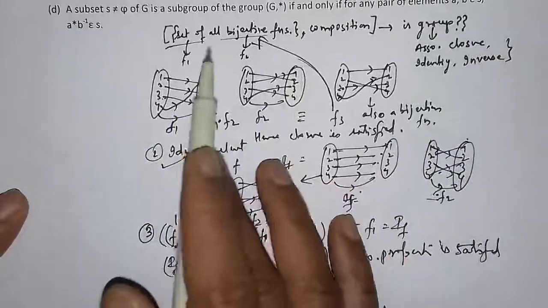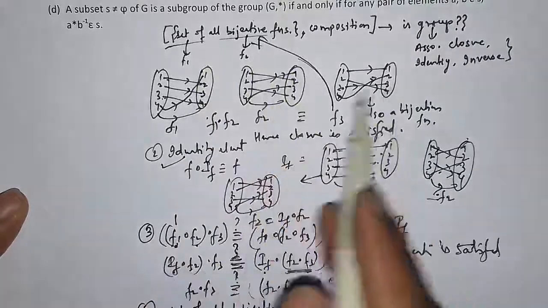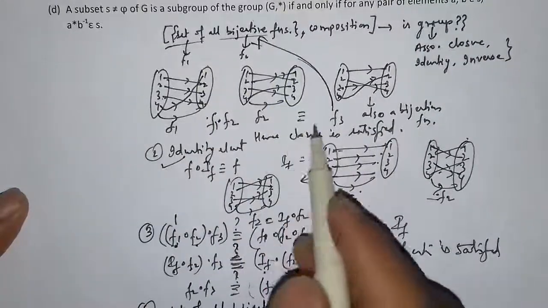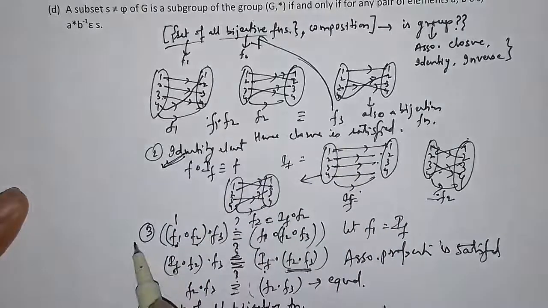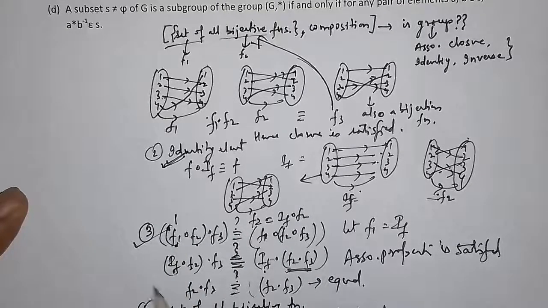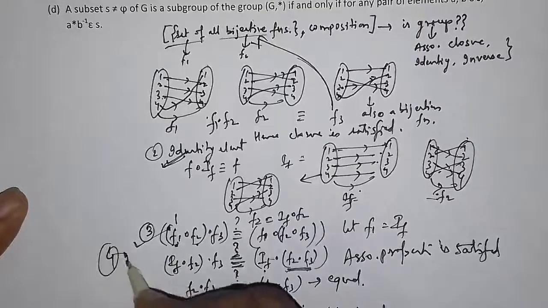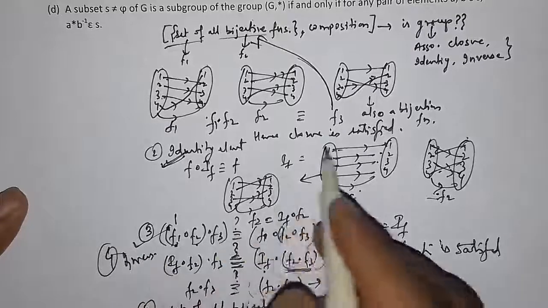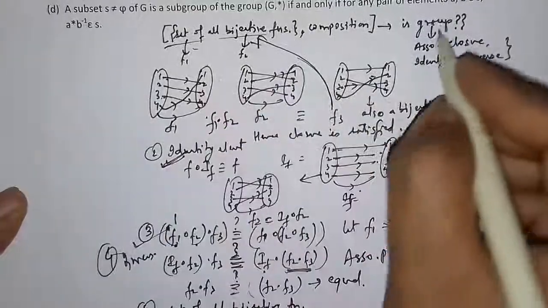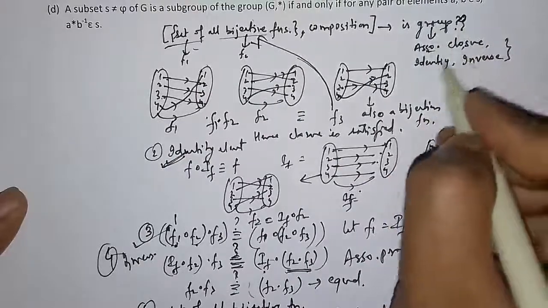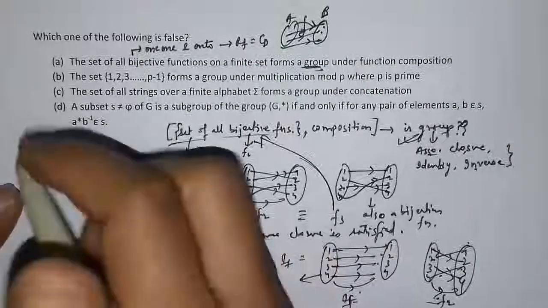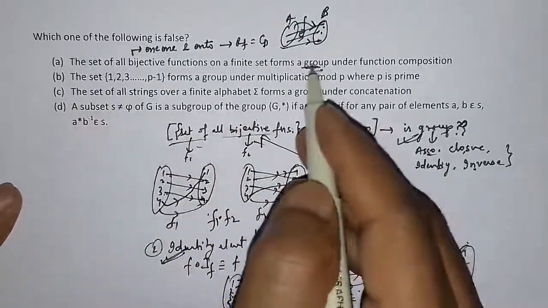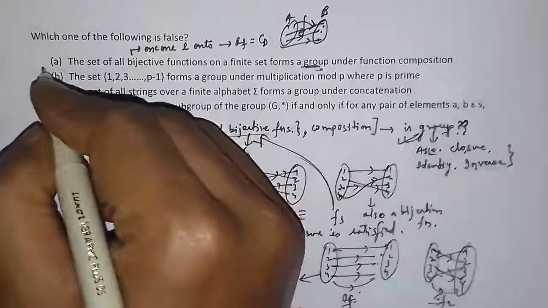this set of all bijective functions is closed in nature, presence of identity element. Third property, that is associative property, is satisfied. Fourth property, that is inverse, is also present. So this forms a group because all four properties are satisfied, hence it is a group. So the option A, forms a group under function composition, is correct.